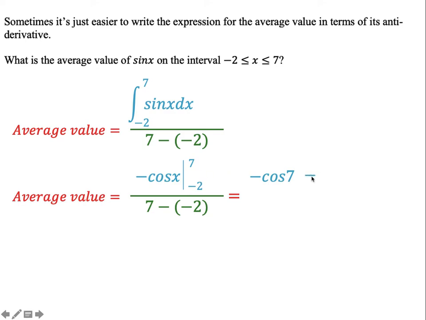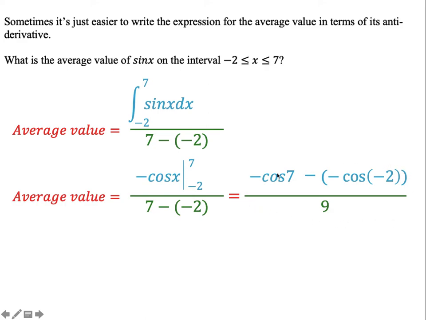And then we subtract the lower bound. This is going to get messy because of all the negative signs. So it's going to be negative cosine of -2. If you notice, I'm using a bunch of brackets there, just to separate what's happening out all over 9. And so now this is the answer.